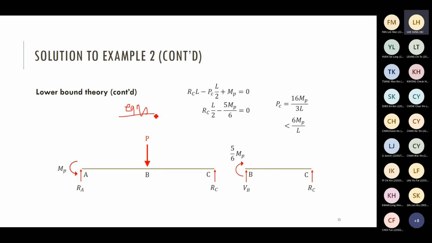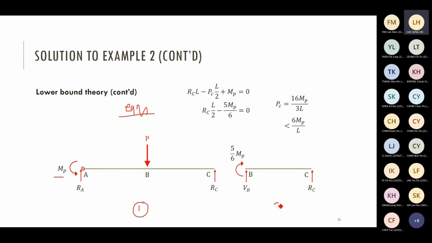We apply equilibrium equations. The first picture shows you the overall structure A, B, C. You have plastic moment on the left, right? At point A, we have a plastic hinge. You have reaction. We have a node at the middle. At the roller support, point C, we have one reaction.